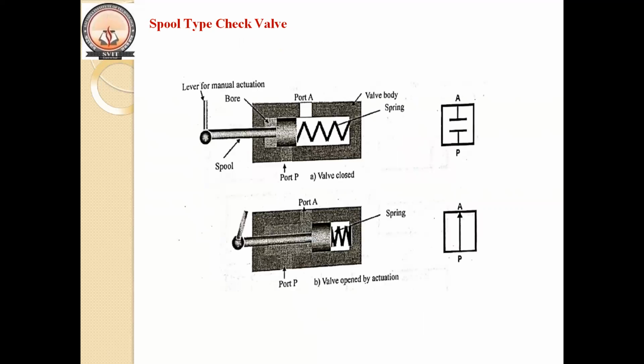When the spool is actuated by hand, that spool unblocks the port P. Therefore, that high pressure fluid from the pump can easily flow from the pressure port to the actuator port.